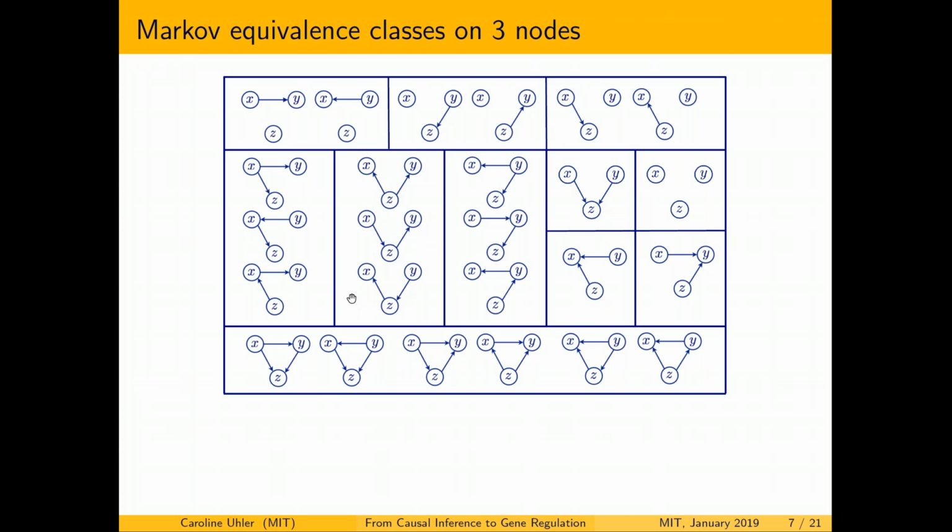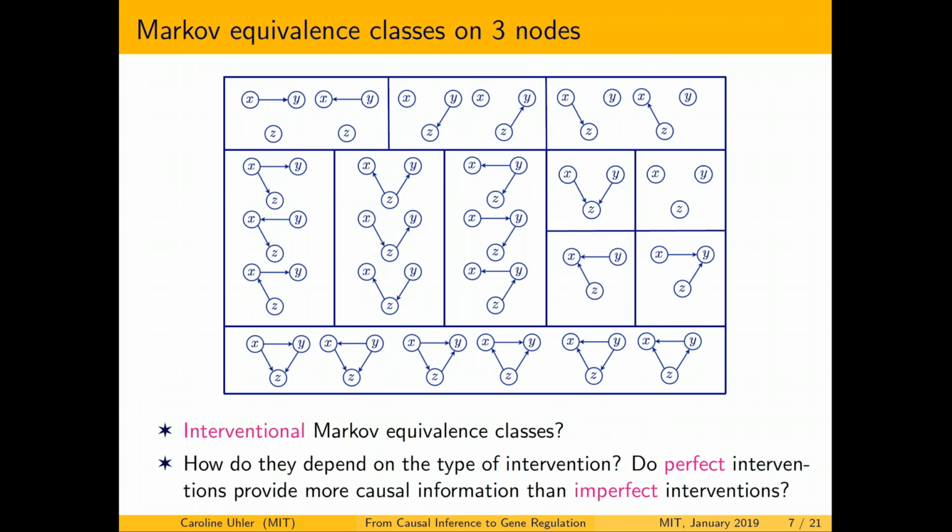Now what interventional data buys you, and this is of course a question, is, if I have a certain intervention on some node, then obviously I should get more identifiability. For example, if I intervene on node X here, I can tell in which direction the arrow goes, because if I intervene on X, then Y changes, but here, if I intervene on X, then Y doesn't change. But the question is, what are these interventional Markov equivalence classes? What is the identifiability that I get when I also have interventions?